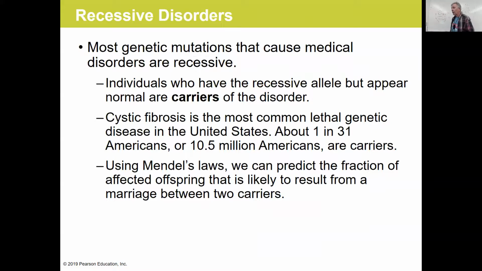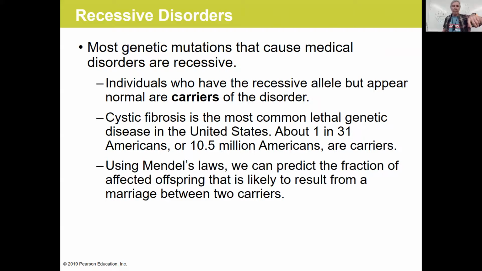Okay, so most genetic mutations that cause medical disorders are recessive. We saw a few of those were dominant, but mostly recessive. Fortunately, individuals who have the recessive allele, but appear normal, are called carriers of the disorder. They can pass it on to their offspring. Cystic fibrosis is the most common lethal genetic disease in the United States. Well, 1 in 31 Americans, or 10.5 million Americans, are carriers.